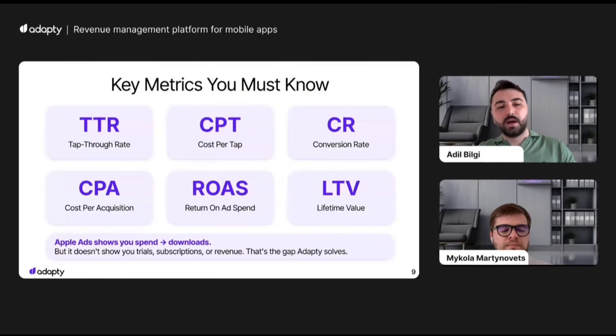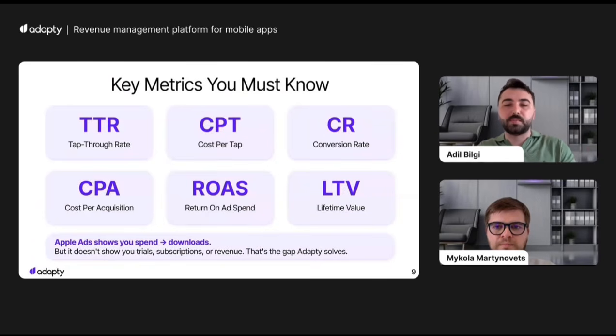Okay, since we are at the early stage of Apple Ads and covering some basics, I also would like to mention some key metrics that you need to know. First, the TTR, which is the tap-through rate, which you might already be familiar with. CPT, which is cost per tap. CR, which is conversion rate, and CPA, your cost per acquisition.